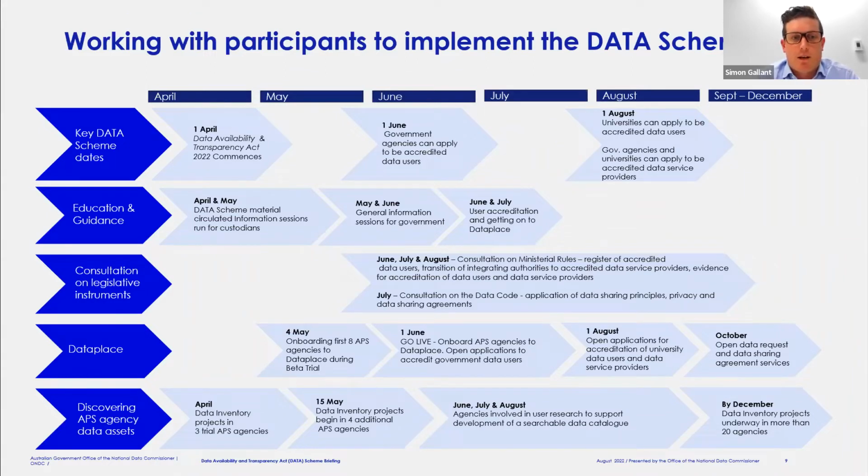So this is our little slide on how we're working with participants to get this scheme implemented. And obviously we're a long way through this slide now. We're sitting in the middle of August, and the data scheme is well and truly open for business now. Over the past few months, I've been saying that from the 1st of August, universities will be able to apply to be accredited. That is all now true and live and ready to go.